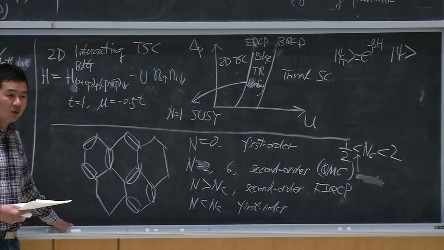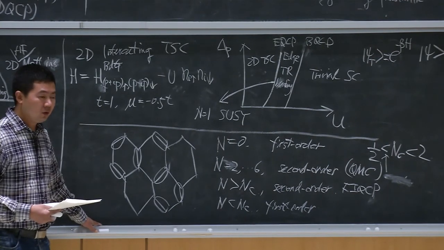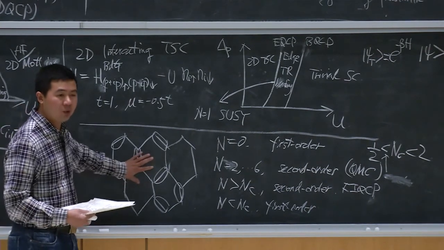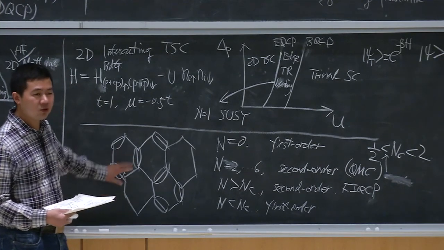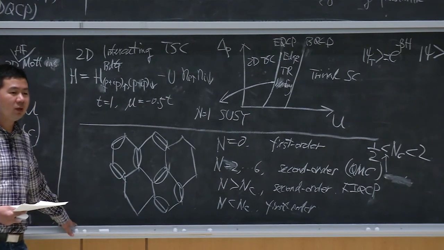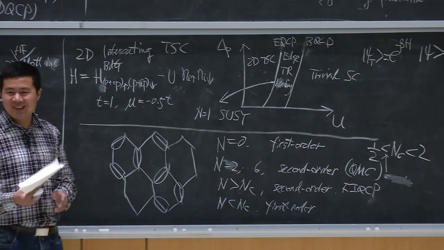How much does it enlarge the unit cell? This just triples the unit cell. Yeah, it's a Z3 transition. Yeah. Thanks a lot.